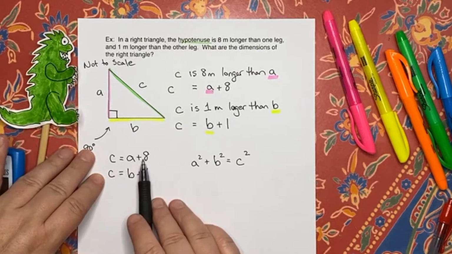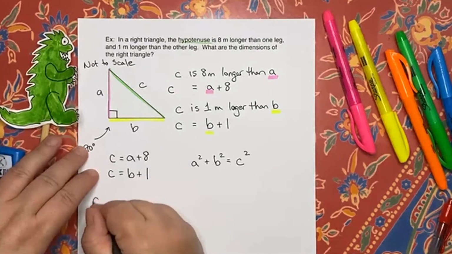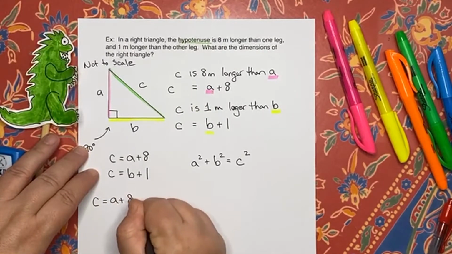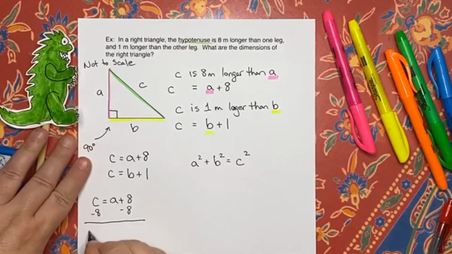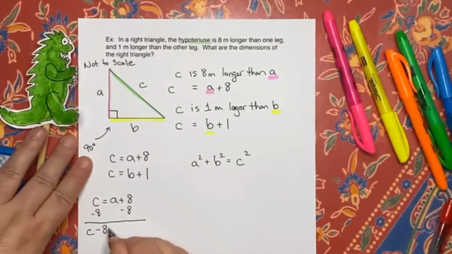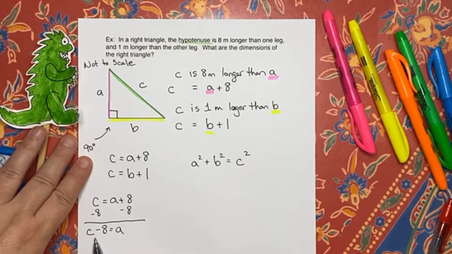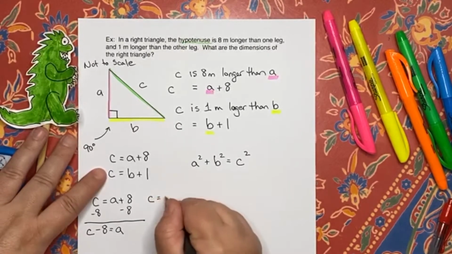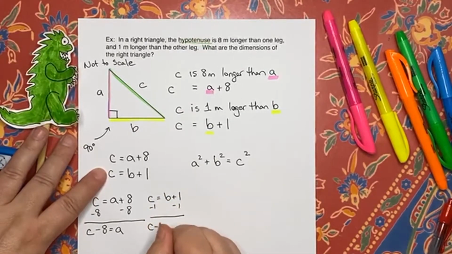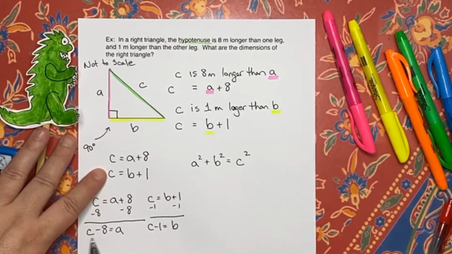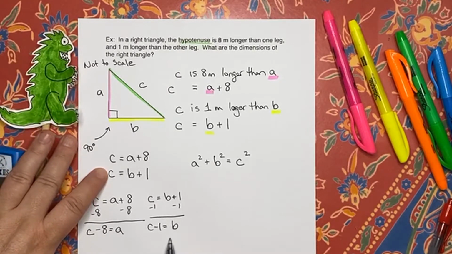But what I can do is say, C equals A plus 8. I could subtract 8 from both sides, and I get C minus 8 equals A. So this tells me what A is in terms of C. And I could say C equals B plus 1, subtract 1 from both sides, C minus 1 equals B. Interesting. So this is A related to C, this is B related to C. And then what could I do?